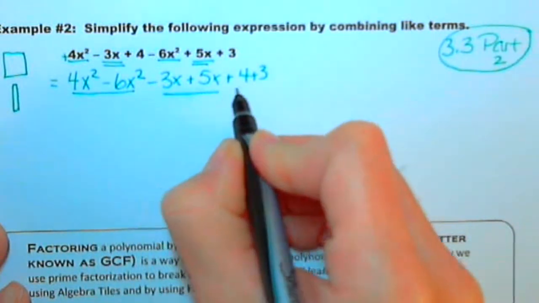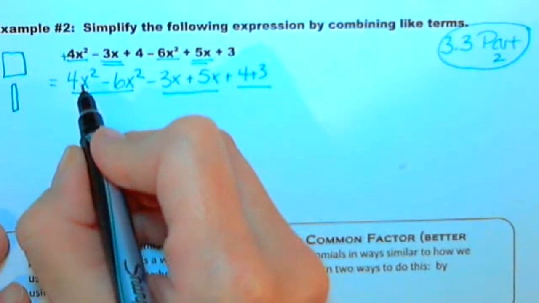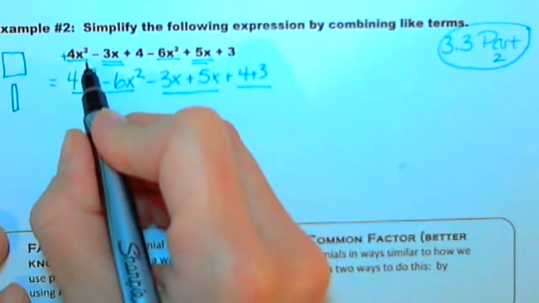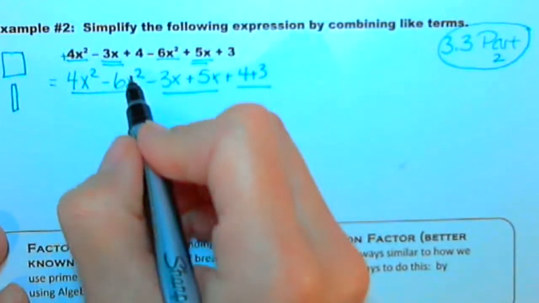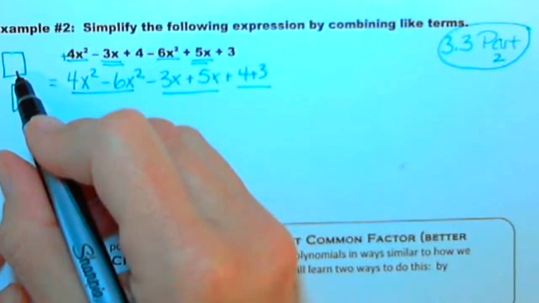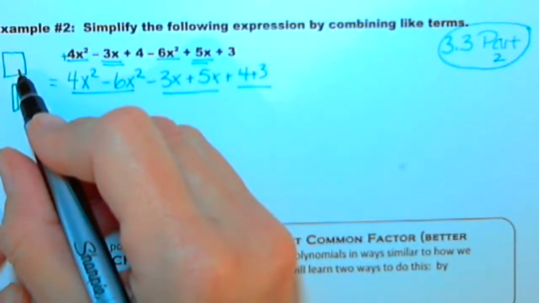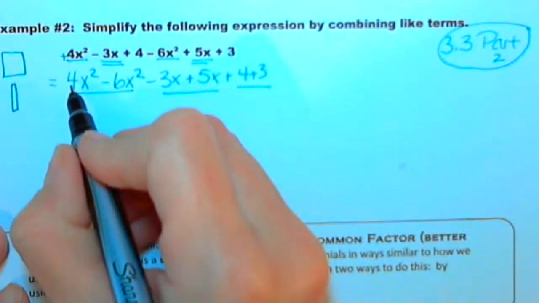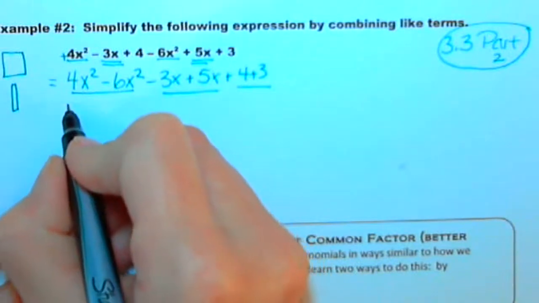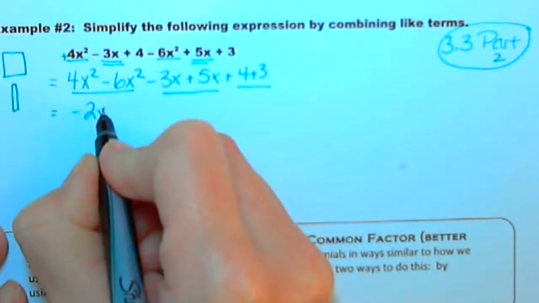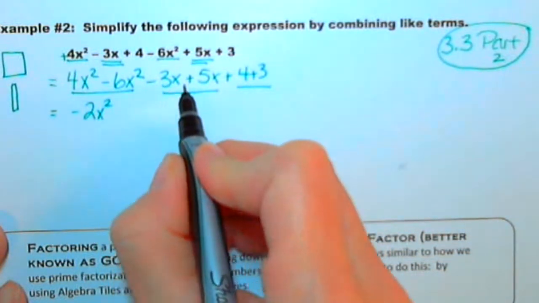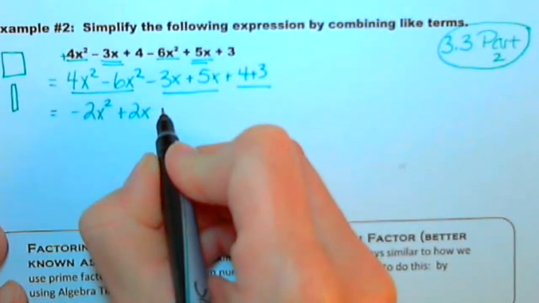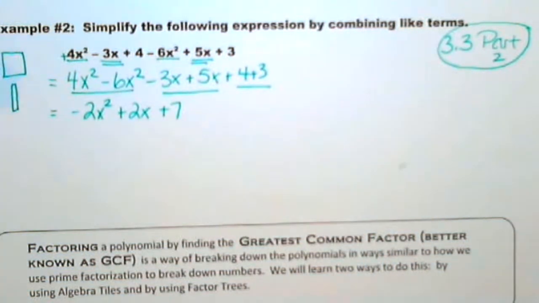Your next step is to combine each group. 4x squared minus 6x squared. Two ways to think about this. Imagine having 4 of these light ones and 6 of these dark ones. 4 sets will cancel out, leaving you with 2 darks. So that would be negative 2x squared, or 4 minus 6 is negative 2. Negative 2x squared minus 3x plus 5x is plus 2x, and plus 4 plus 3 is plus 7.